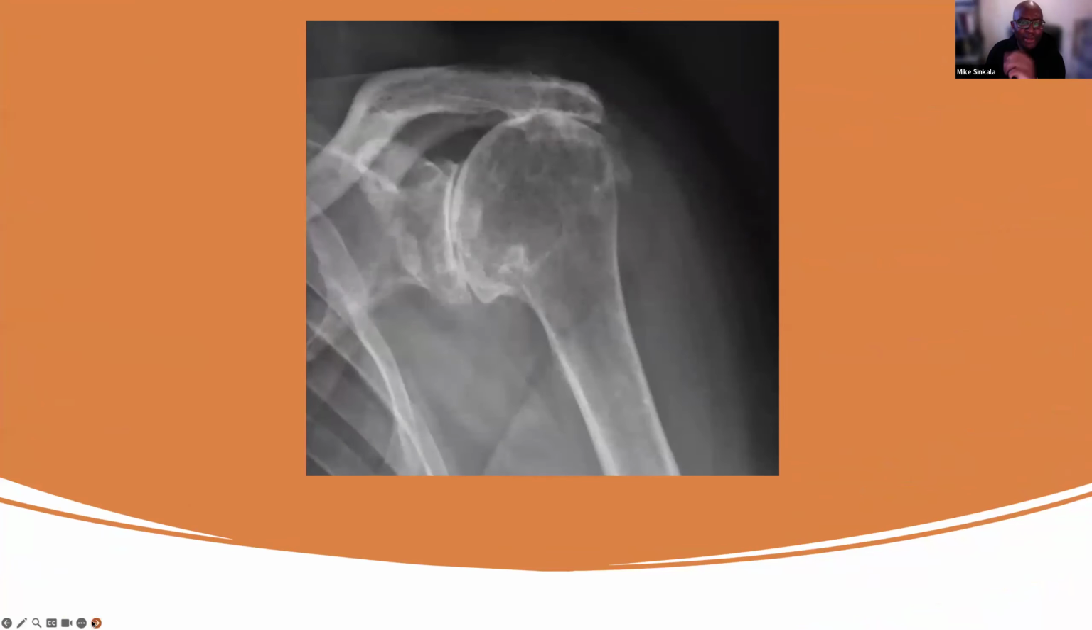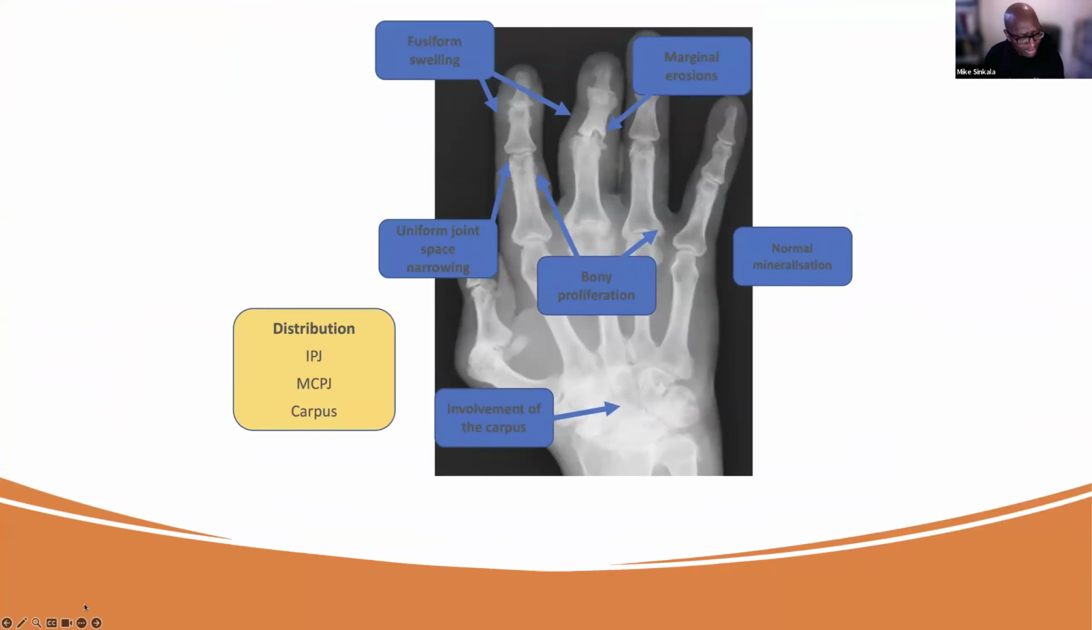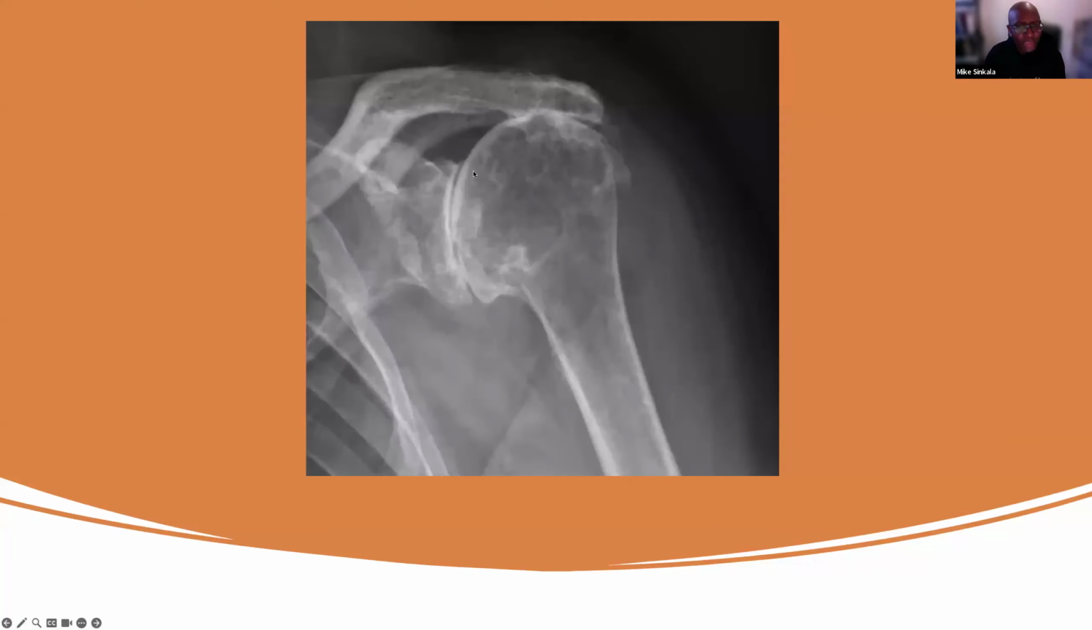Subarticular sclerosis, osteophytes, and there is actually narrowing of the subacromial space here. Remember also this, that in the subacromial space over here, we have the rotator cuff. The rotator cuff is actually made up of four tendons or muscles: the supraspinatus, infraspinatus, teres minor, and the subscapularis.